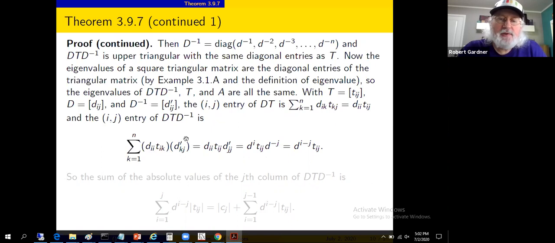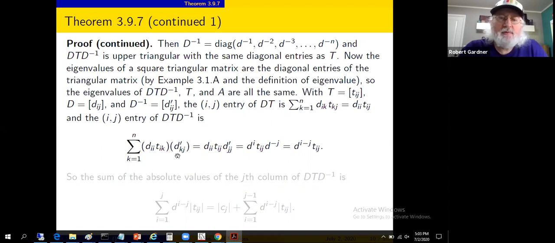Let's do the easy one first. Kj entry of D inverse, yeah, d sub kj with a little prime on it. The ik entry of DT, well, here's the ij entry of DT. So the ik entry would be, change the j to a k. D sub ii, t sub ik. Definition of matrix product. Okay, again, we've got a bunch of zeros. We're getting them here now.